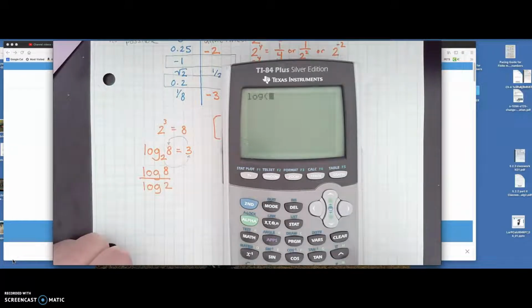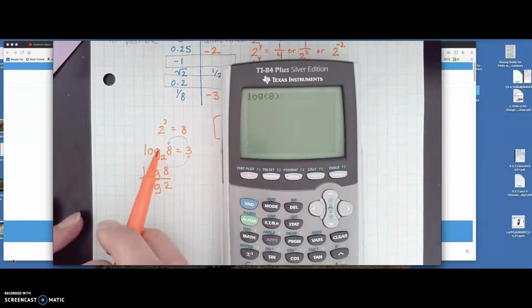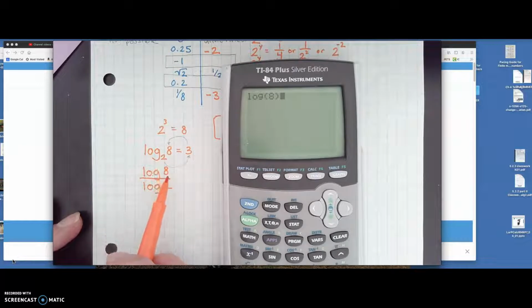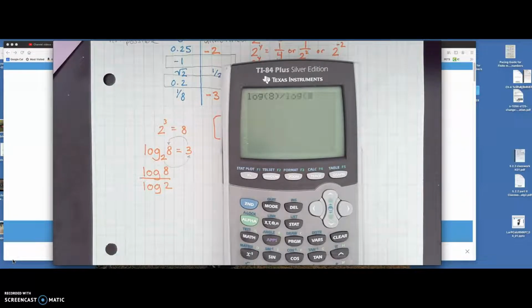So what I have to do is actually split it up. So like this, it's going to be log 8 divided by log 2. That's the only way to type it into the older calculators. So let me just do that, divided by log 2. And I hit enter, and then the answer is 3.